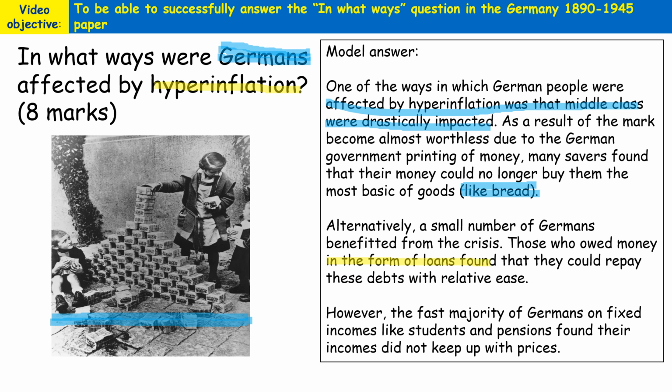Because the value of money went down, people repaying loans to companies or businesses found they could do this quite easily. However, the vast majority of Germans on fixed incomes, like students and pensioners, found their incomes did not keep up with prices. So again, we've referenced another group of Germans, another type of Germans who were affected, in this case negatively, by hyperinflation. Don't forget, people can be affected or impacted by events in positive or negative ways.